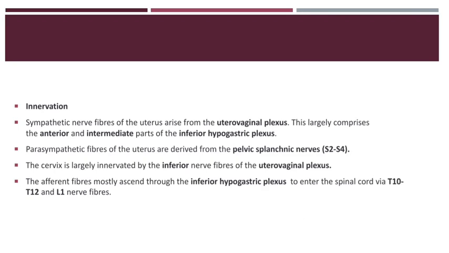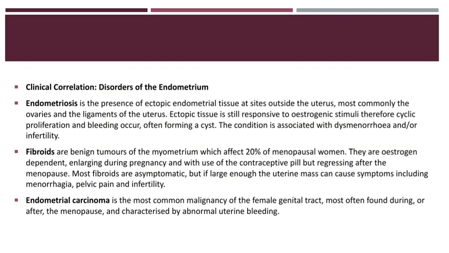Innervation. Sympathetic nerve fibers of the uterus arise from the uterovaginal plexus. This largely comprises the anterior and intermediate parts of the inferior hypogastric plexus. Parasympathetic fibers of the uterus are derived from the pelvic splanchnic nerves S2 to S4. The cervix is largely innervated by the inferior nerve fibers of the uterovaginal plexus. The afferent fibers mostly ascend through the inferior hypogastric plexus to enter the spinal cord via T10 to T12 and L1 nerve fibers.